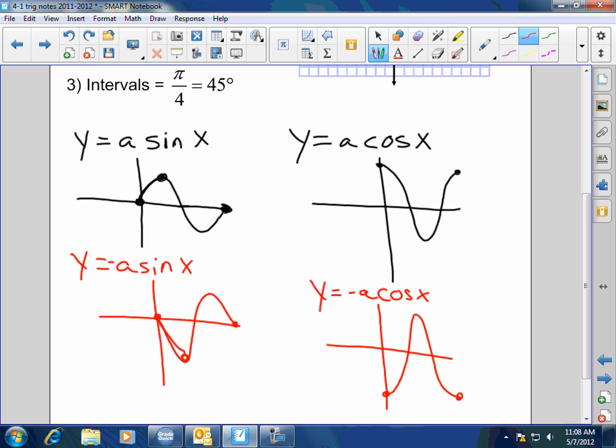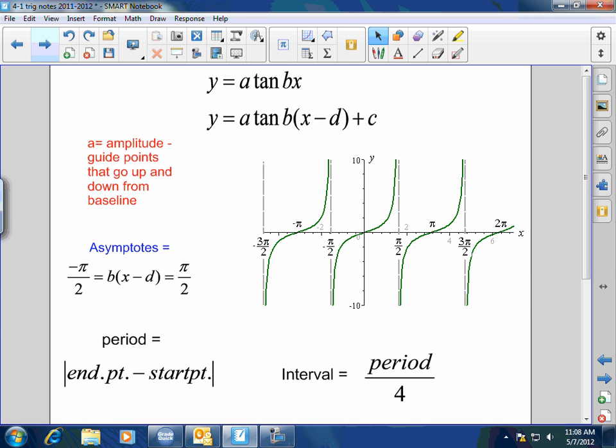No, today we're just doing sine, cosine, and tangent. Thank you, son. Now, the tangent.